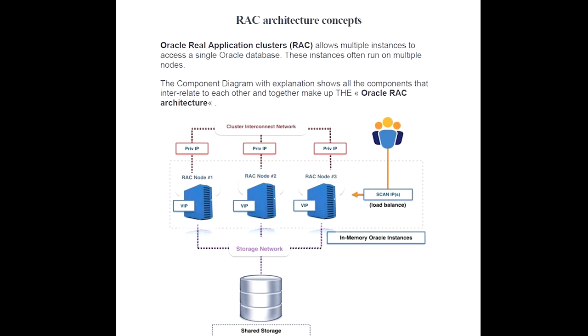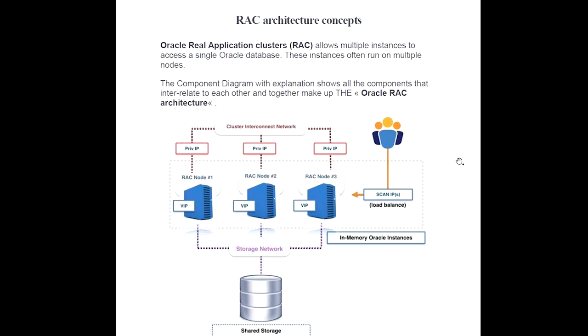So your data file and your control file will be single, shared through the storage, but your nodes will be different. So basically you are segregating the entire load on different nodes, and how will they communicate with each other? The nodes will communicate with each other through the private interconnect. Okay, that is one thing. And users can communicate with the RAC database using the scan IP.